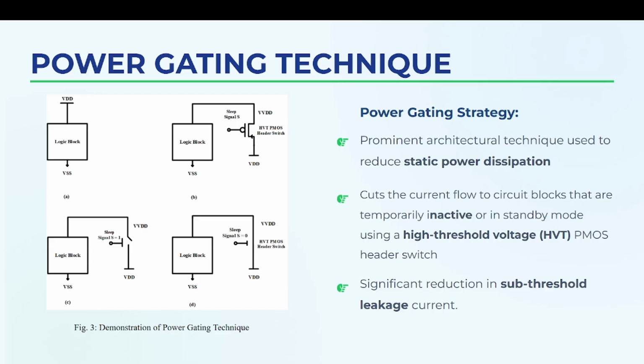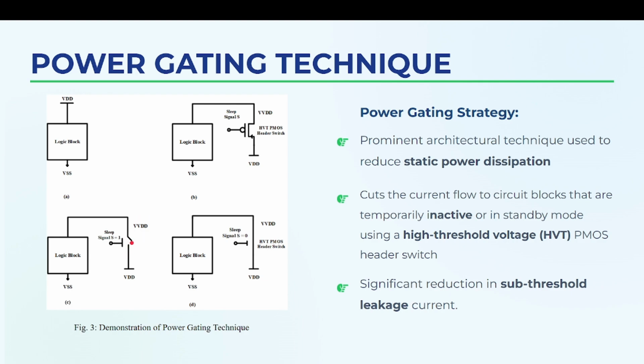So how does it work? Suppose we have a logic block which is powered by the VDD source. And in place of this VDD, we create a virtual VDD node using the HVT PMOS, which is a high threshold voltage PMOS header switch, driven by the sleep signal S. When the sleep signal S is 1, the gate is powered by high voltage, so the PMOS is off. So the virtual VDD node is cut from the power.